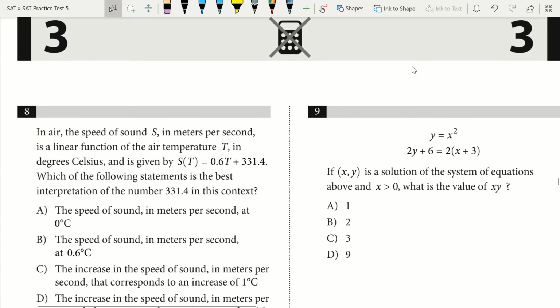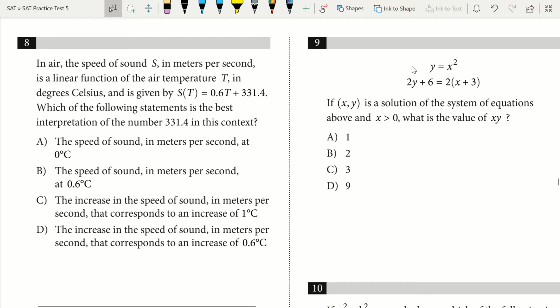Alright, question 8. In air, the speed of sound, S in meters per second, is a linear function of the air temperature T in degrees Celsius and is given by the equation S of T is equal to 0.6T plus 331.4. Which of the following statements is the best interpretation of the number 331.4 in this context? Well, that's going to be where T equals 0, right? If T is 0, then that means I'm at 0 degrees Celsius, and I have 0 plus 331.4, which means the speed of sound in meters per second at 0 degrees Celsius is the meaning of 331.4.